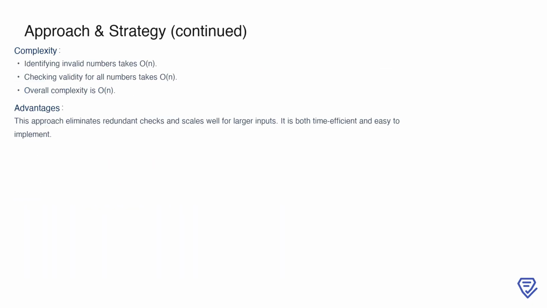The optimized approach has a much better time complexity than brute force. Identifying the invalid numbers requires iterating through the cards once, which takes O(n). Checking the validity of all other numbers also takes O(n). As a result, the overall complexity of the optimized approach is O(n), making it much more scalable for larger datasets.